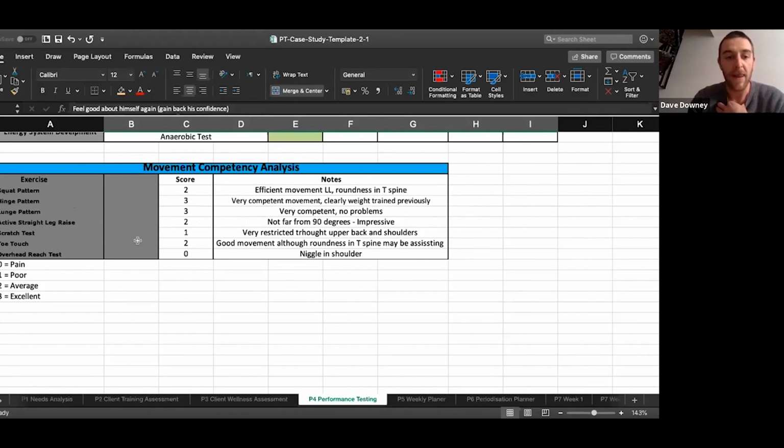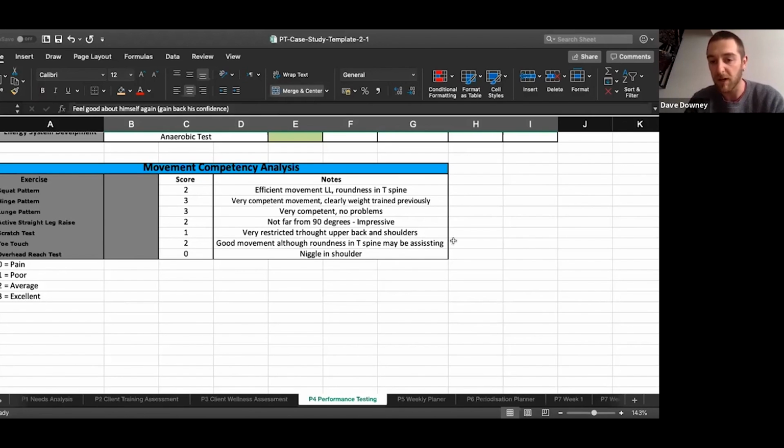so long. The scratch test then is one that we probably would know he would have been lacking just straight from your squat testing because of the restriction. So he's very restricted through his upper back and shoulders. So he gets a 1 for that. His toe touch then is pretty good. So he's got good movement through, although the roundness in his T-spine may actually be assisting that range. So we will assess that one again.